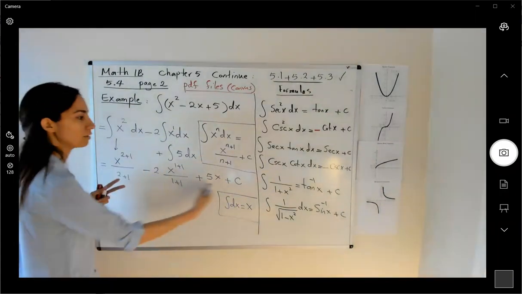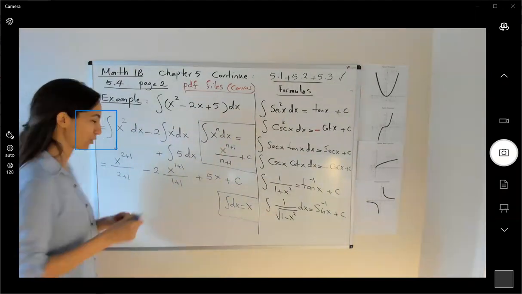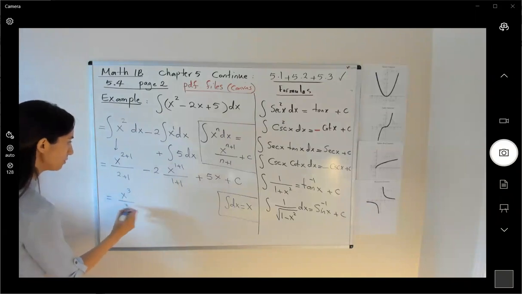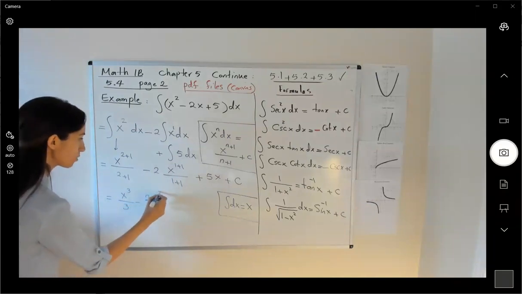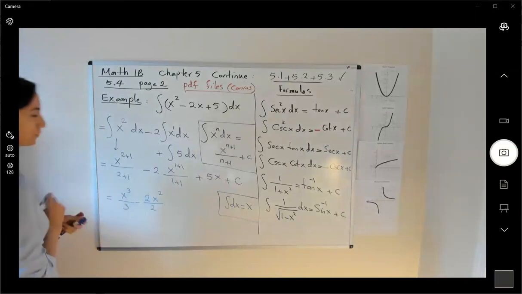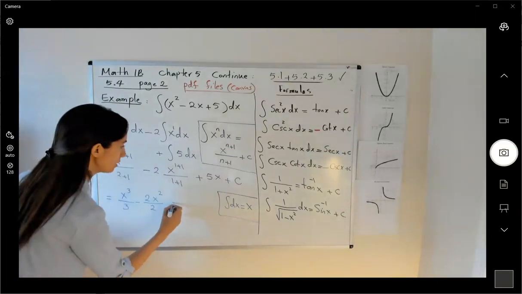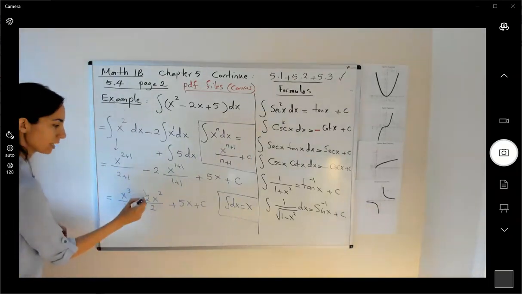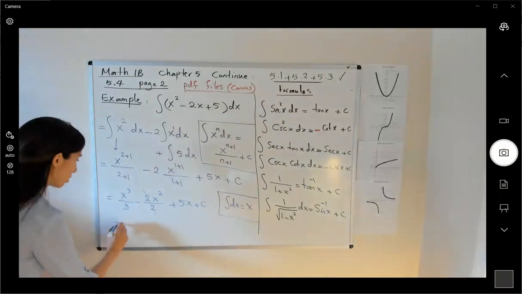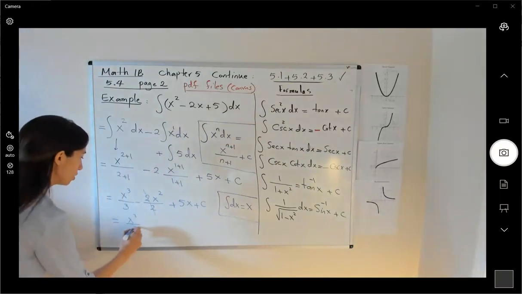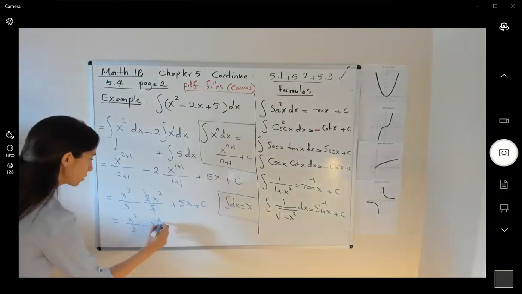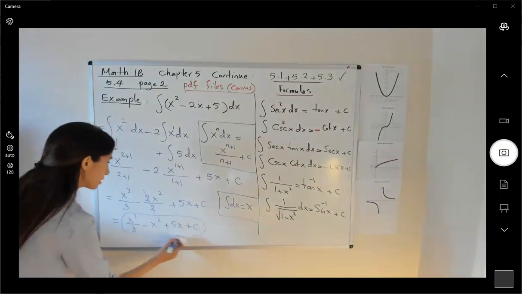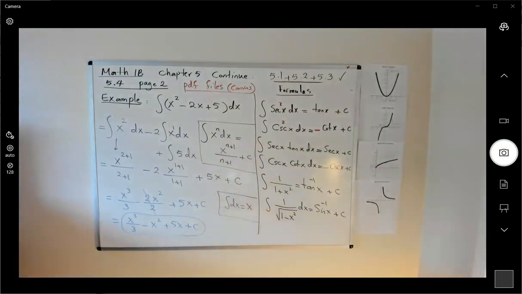Okay, we're done with calculus part. The rest is algebra. Here you get x to the third divided by 3 minus 2x squared divided by 2 plus 5x plus c. Of course, we can cancel out 2 and 2. The outcome is equal to x cubed over 3 minus x squared plus 5x plus constant of integration. This is your integration.